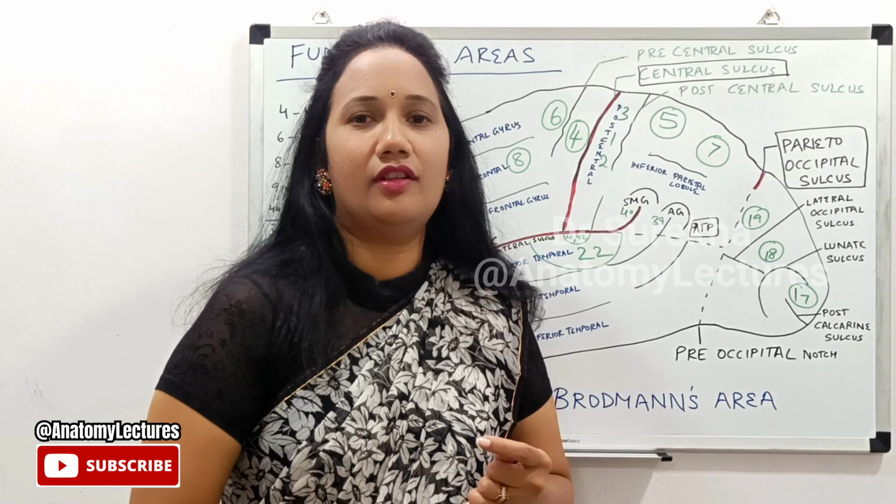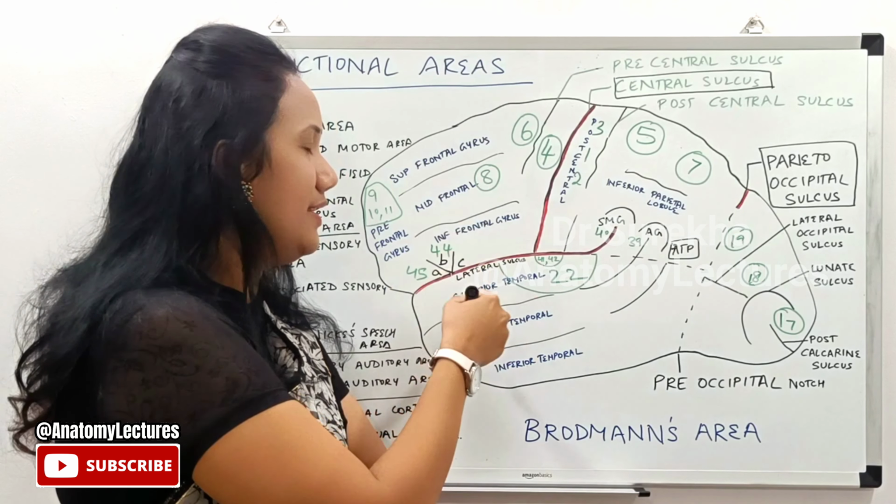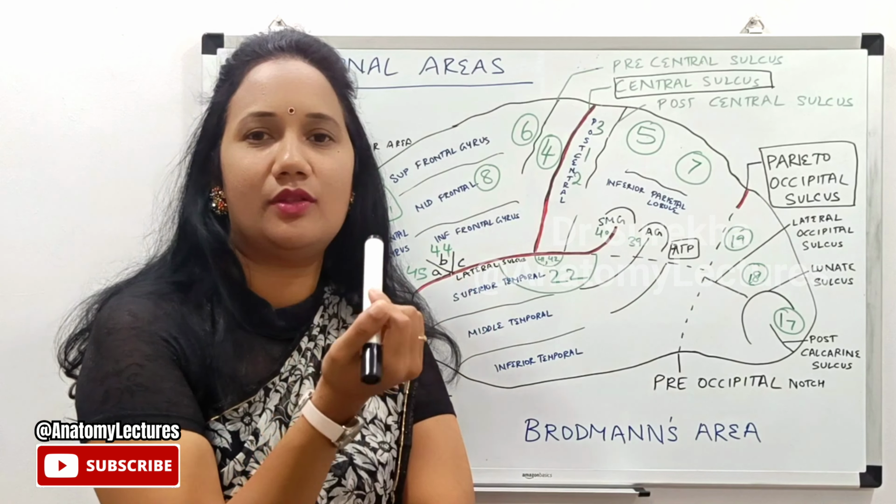In the lower part of the inferior frontal gyrus, we have an important area, area number 44 and 45, and this is referred to as Broca's area. It is otherwise called the motor speech area. The fluency of speech is based on this area. If this area is affected, the patient will have a motor aphasia, so he won't be able to produce speech.